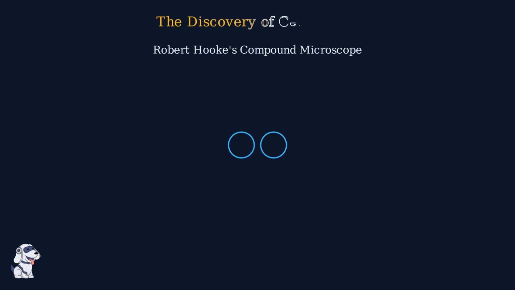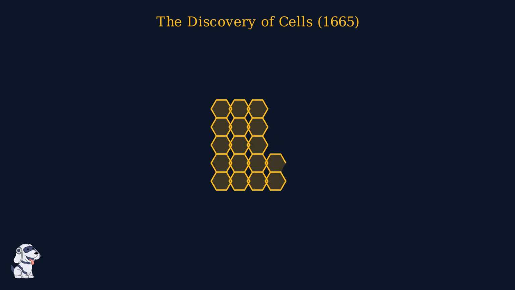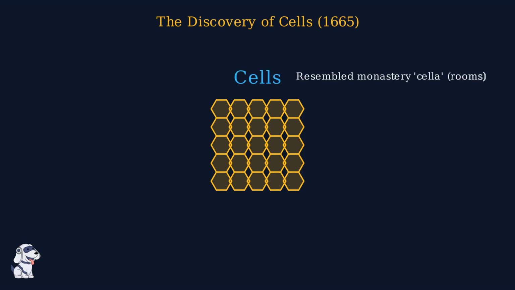In 1665, Robert Hooke revolutionized biology by using an early compound microscope to examine the structure of cork. Under the lens, the cork appeared as a dense network of tiny rectangular partitions. Hooke named these structures cells, as they reminded him of the small, partitioned rooms, or cella, in a monastery. This discovery laid the foundation for the cell theory, identifying the fundamental building blocks of all living organisms.